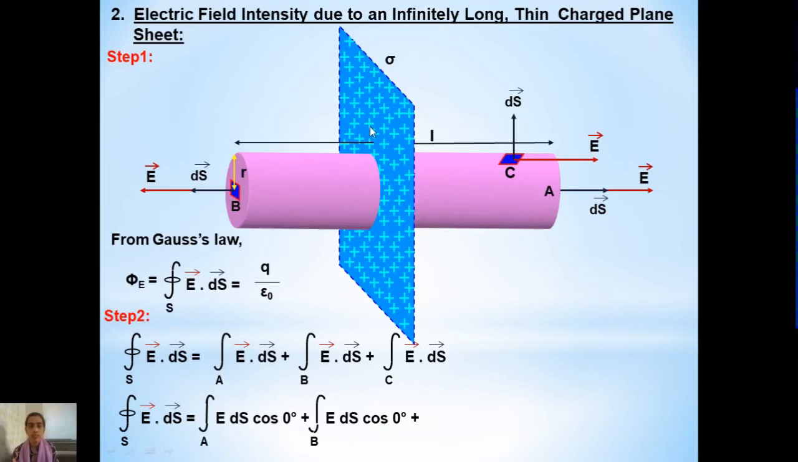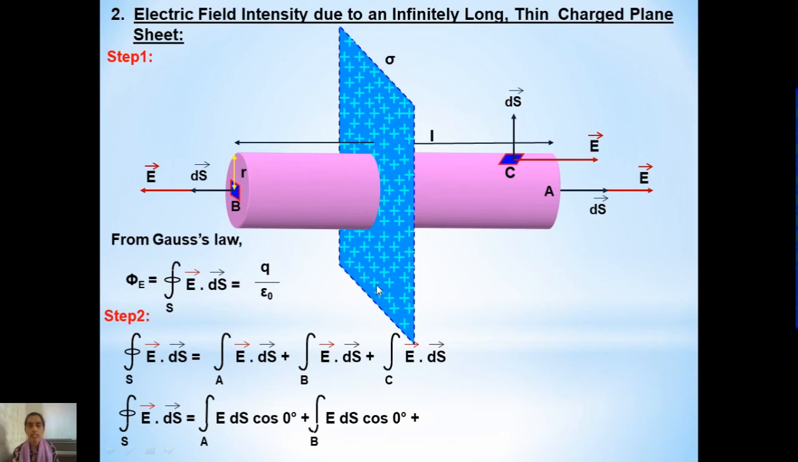So the first step, what we did, we considered an infinitely long thin charged plane sheet. In the first step we consider a Gaussian surface which is of cylindrical shape, and consider the Gauss law. According to Gauss law, the total electric flux is equal to 1 by epsilon naught times the total charge enclosed within the Gaussian surface. So the surface integral of vector E dot dS is equal to q divided by epsilon naught, that is the Gauss law.